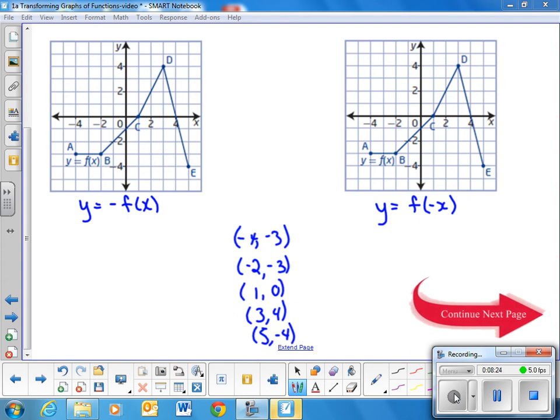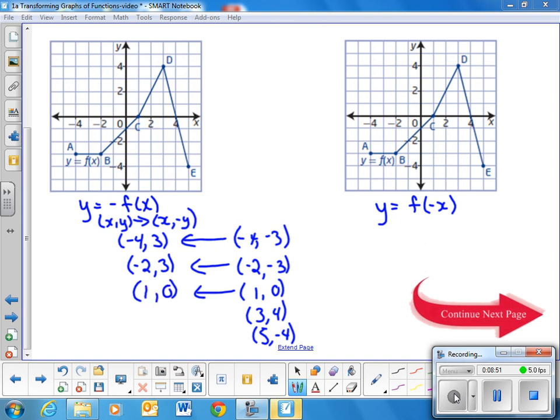In this first one, the negative is outside, so it's going to affect the y value. So each x, y is going to change: the x is going to stay the same, but the y value is going to change signs. So let's do our new key points. X value stays the same, only the y value changes. We'll change each of those in the same manner. 0 and negative 0, so it stays as 0, so it still stays as 1 and 0. 3, negative 4 now, and 5, negative 4.